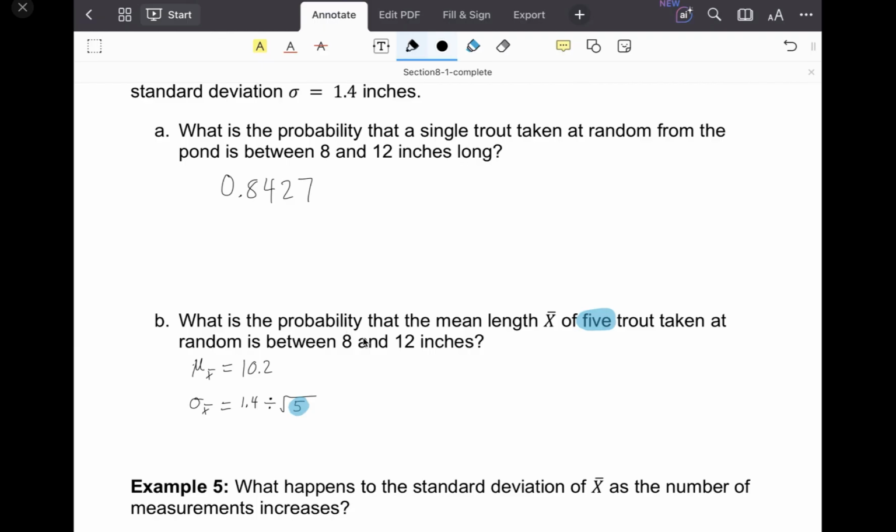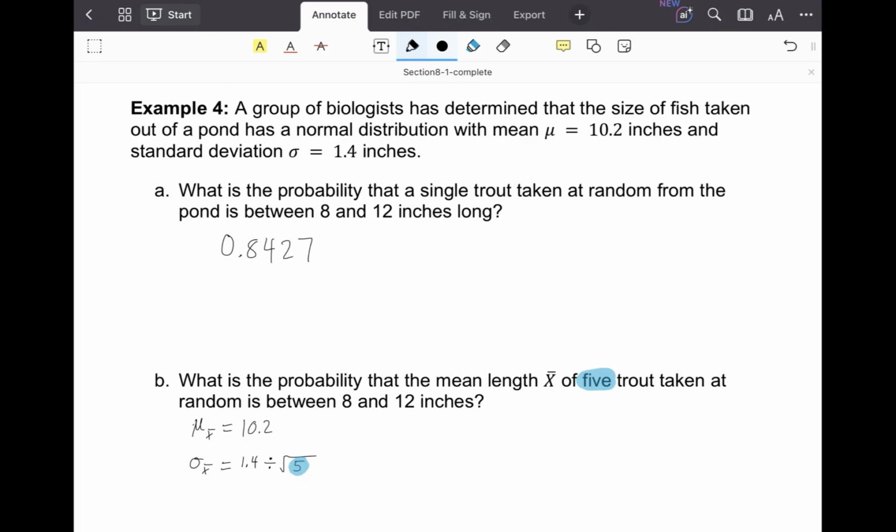Now, just conceptually think about this. In this part, a single trout was taken out. In this part, 5 trout were taken out. Do we think the chances of it being between 8 and 12 will go up compared to a single trout? Well, you kind of have to look at where the middle is. This 10.2 is right in the middle. And if we're making a smaller standard deviation, it's all getting closer to that center. That center is included in these limits here. And so we would think the probability is going to go up.